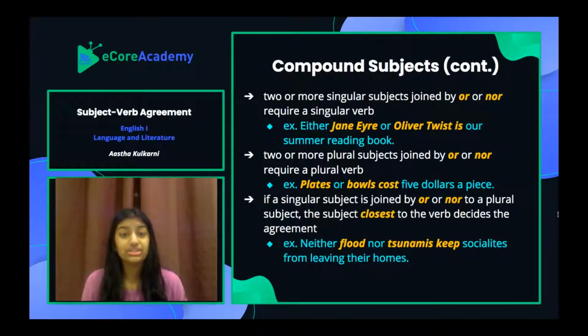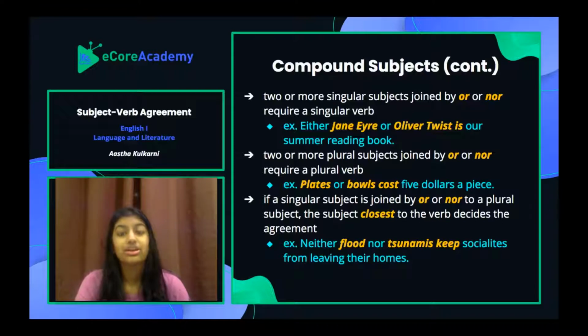This is the slide continued. I know there's a lot of words on this page, a lot of highlights on this page, but just stick with me and I will be sure to explain all of it. So the first one says, two or more singular subjects joined by or or nor require a singular verb.